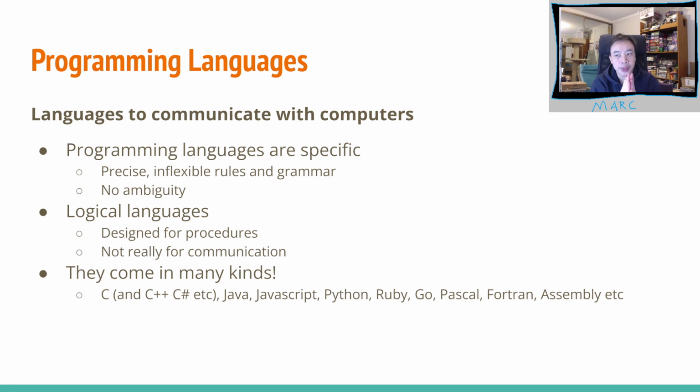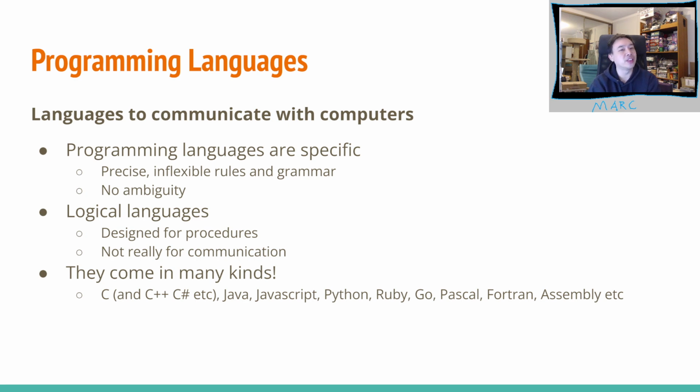So programming languages tend to be highly specific, logical languages with highly specific grammar and their own kind of context. They will likely have no ambiguity as well, so you cannot tell the computer something in a programming language and have it possibly take a different meaning. Everything has a kind of a fixed meaning in a programming language.